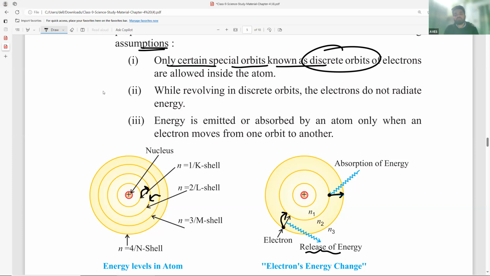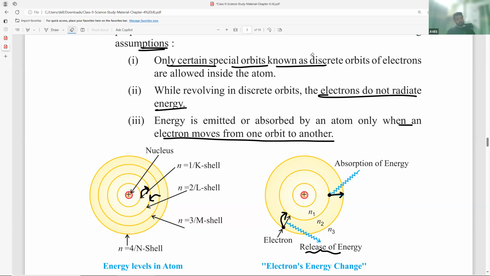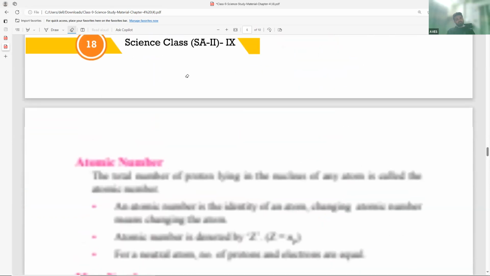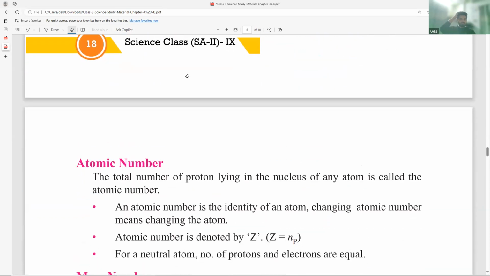While revolving in a discrete orbit, the electron does not radiate energy. Radiate means release. When it is moving in its energy shell or orbit, it neither gains nor loses energy, so the energy remains fixed. Energy is emitted and absorbed by the atom when an electron moves from one orbit to another. There is a change in energy when it jumps from one orbit to another. You understood? When it goes from inner to outer, it gains energy, right? Yeah. When it comes from outer to inner, it loses energy. Okay, got it?